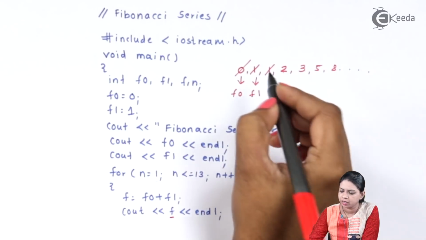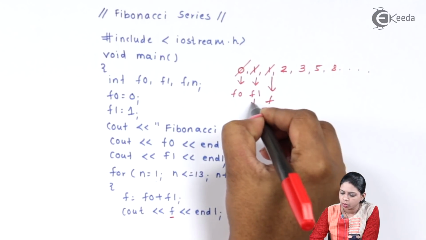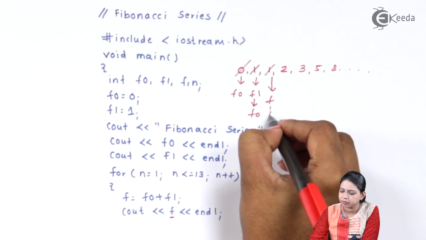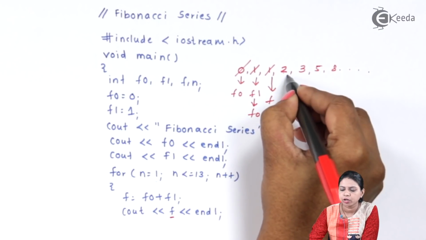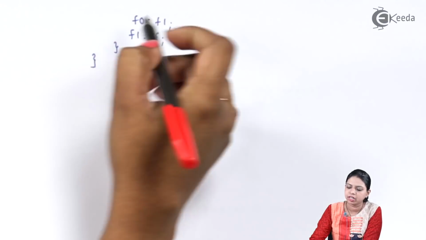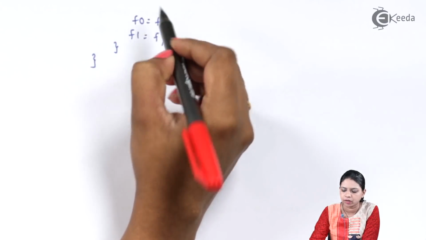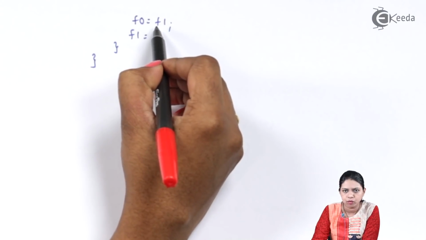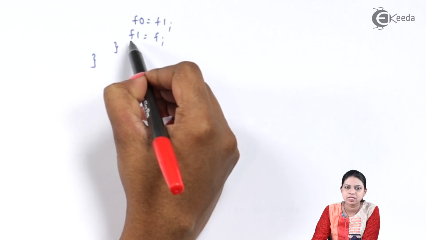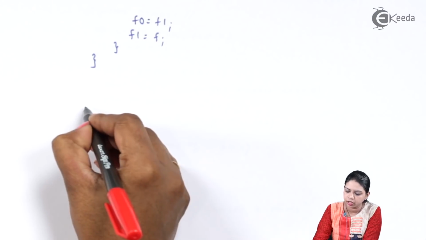Now in the next iteration your f1 will become f0 and your f will become f1, and this is going to be your f. So for that what I have done is I have written f0 is equal to f1. It means now your f1 value will go inside the f0 and your f value will go inside the f1. I am writing over here again.